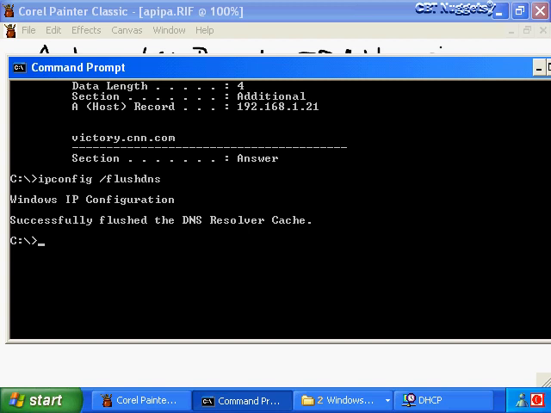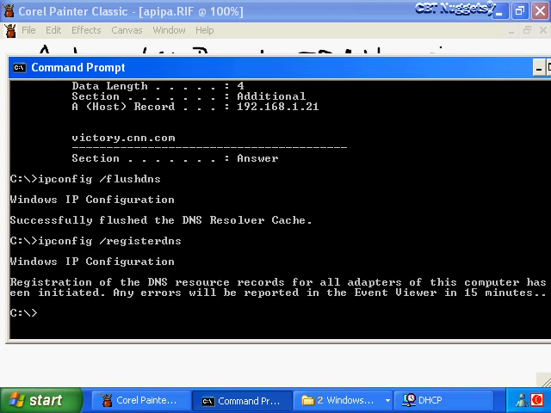Let's take a look at one more switch that we can use with ipconfig. Remember just a second ago we looked at how we can enable Windows XP to automatically register its host name and its IP address with DNS if we have this checkbox enabled. Well, if that option is not enabled, we can use a command with ipconfig to manually force the registration of our host name and our IP address by using the register DNS switch. So we press our enter key, and that forces our host name and our IP address mapping of this computer into DNS, and we're all set.